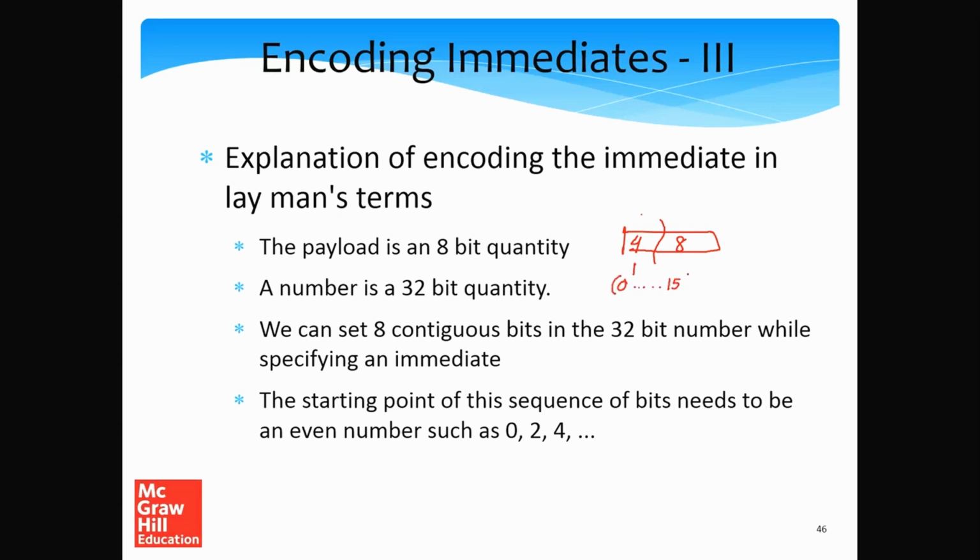Since in general we will not place numbers starting at odd positions, ARM says to multiply this by 2. So the numbers will be of the form 0, 2, 4, 6, 8, till 30. So you take this 8-bit number and place it at any of these positions by right rotating it. The starting point of this sequence is an even number, and ARM gives us some amount of flexibility to actually do this. This is actually a fairly complicated aspect of the ARM ISA.